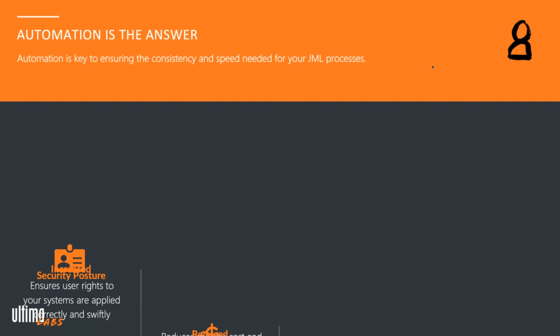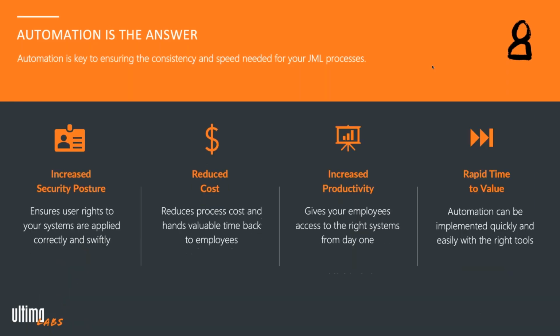So how do we address these challenges? Well, I mean, the obvious answer is automation. Sounds simple, can be a little bit less simple in practice. But automation is the key to ensuring the consistency and speed needed for the JML process. The JML process is very time sensitive, and getting those access rights changed at the right time and getting systems provisioned, etc., is key to making sure that your security posture is in the right place, so ensuring user rights to your systems are applied correctly and swiftly.